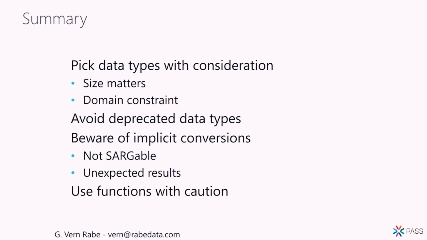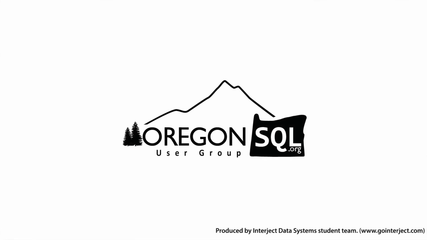See, there's a summary. Pick data types with consideration. Avoid deprecated data types. Implicit conversions that make predicates non-sargeable is super important. Okay? Thank you.